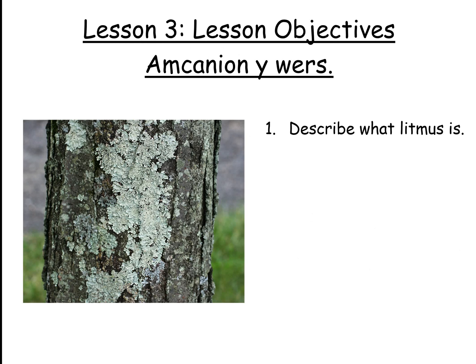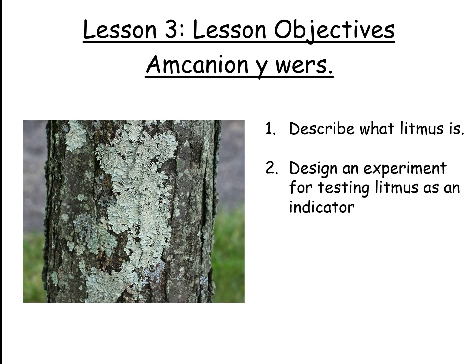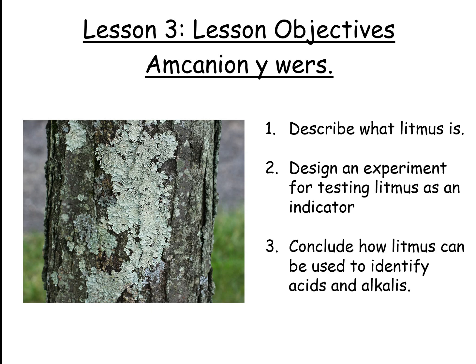So, our lesson objectives for today. You're going to be able to describe what litmus is. Hint there on the left with the picture on the left. You're going to design an experiment for testing litmus as an indicator. And you're going to conclude how litmus can be used to identify acids and alkalis.